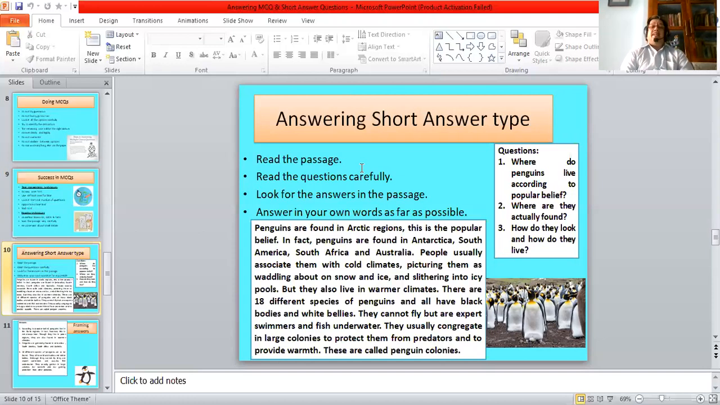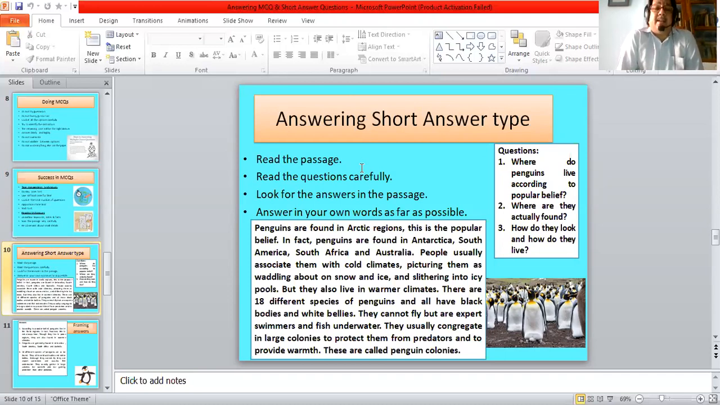Once we are going to answer the short answer type questions, we basically have to do something like this. We have to read the passage and then the questions, and then look for answers back in the passage. The answer finally will be given in the candidate's own words as far as possible. Now, this is a sample passage about penguins. I'm reading that together with the questions which have been set on this passage.